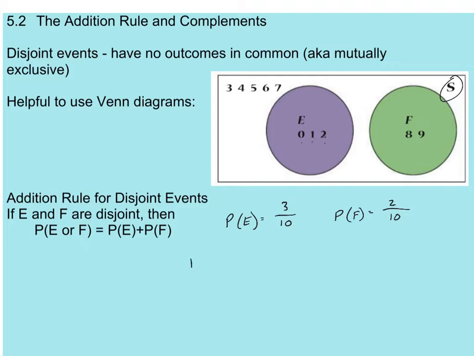So the probability of E or F happening is 3 over 10 plus 2 over 10, which equals 5 over 10. Or I could simplify that to a half, or I could put it in decimal form, 0.5. And that's it. Some of the examples that you'll see will get a little more involved, but that's the concept at its most basic. When events are disjoint, we add the probabilities together.